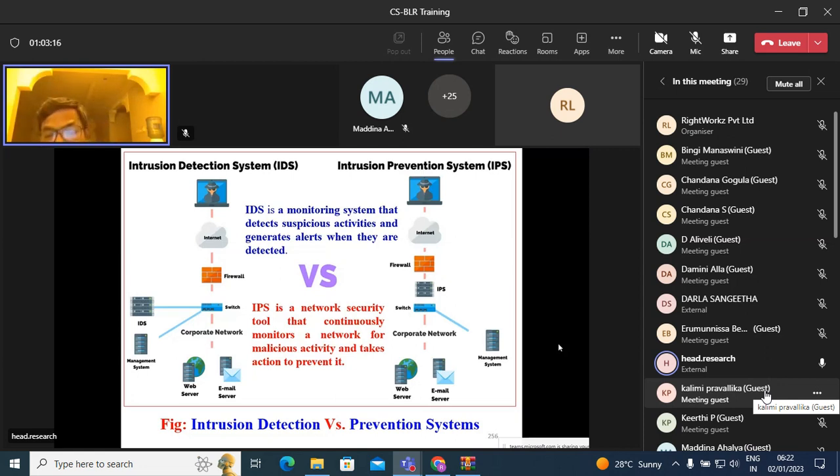Whereas with an intrusion prevention system, see here, the same as before, the user through the internet is entering, then the firewall is checking, and the intrusion prevention system is available right there immediately. Then they are entering into the switch, then the management system. See, IPS is directly connected after the firewall, and only after that the switch will come. Whereas in IDS, after the firewall there is a switch through which we are checking the IDS and the network management system. Then once in the corporate network, the web browser and email server. So this is the difference between the intrusion detection system and the intrusion prevention system.